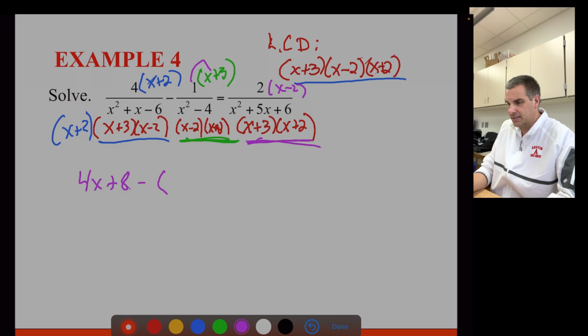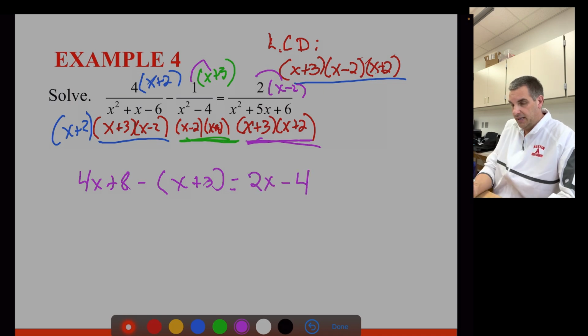1 times x is x. 1 times 3 is 3. Equals 2 times x is 2x minus 4. Combine like terms. 4x minus x is 3x. 8 minus 3 is 5.